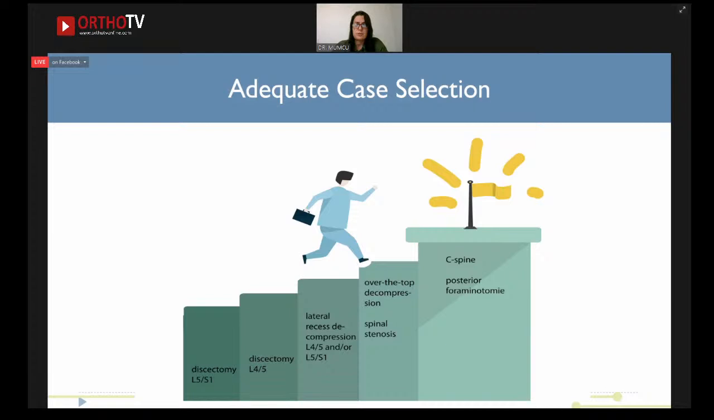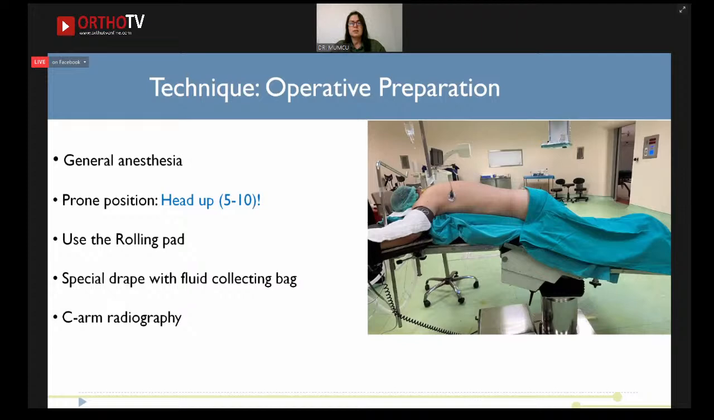Okay, now I will talk about some tips of UBE surgery. First of all, operative preparation is very important for patient safety. We should perform UBE under general anesthesia. It is better for both the patient and the surgeon. The patient must be in prone position with a neutral rolling pad.